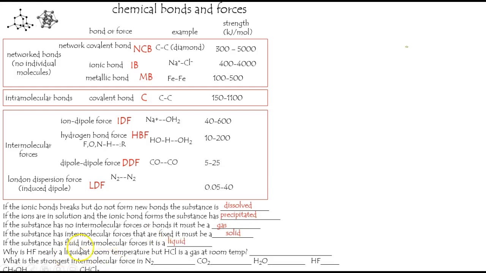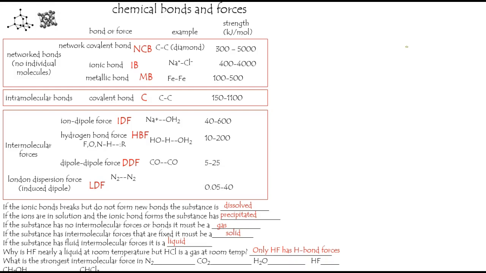And consider HF. It's got a boiling point of 19 degrees Celsius. It's almost a liquid at room temperature, but HCl is a gas, even when it's quite cold. Why is that? Well, those intermolecular forces are stronger for HF, and so it can easily be in the liquid state. It requires more energy, a higher temperature, to break those intermolecular forces. That's because HF can form hydrogen bond forces.